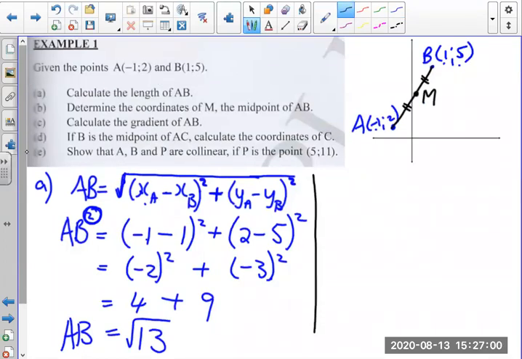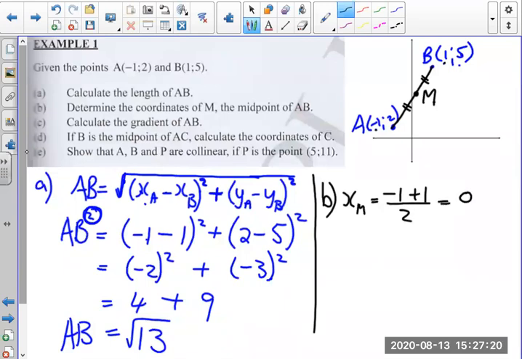I'm just going to do it there. So what did we say to get the midpoint? To get the x of the midpoint, we add the 2 x coordinates, -1 plus 1, and we divide it by 2.